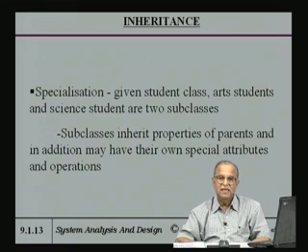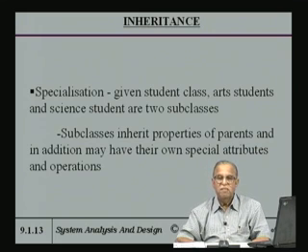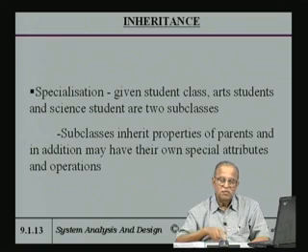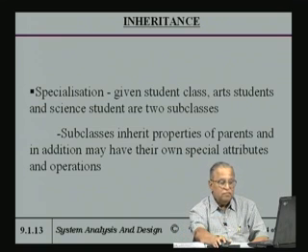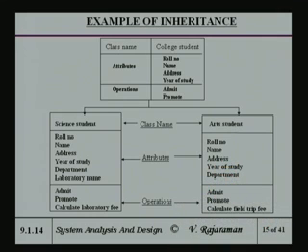So the specialization really is based on the fact that the subclasses inherit some of the properties from the main class, and have their own special properties. Like for instance, the class is a college student, and the attributes of the class are roll number, name, address, year of study. That is common to all students, and operations which are common for all students are admit a student or promote a student.